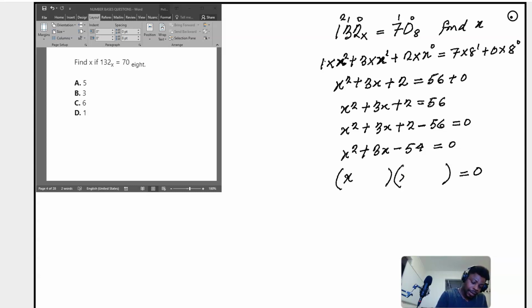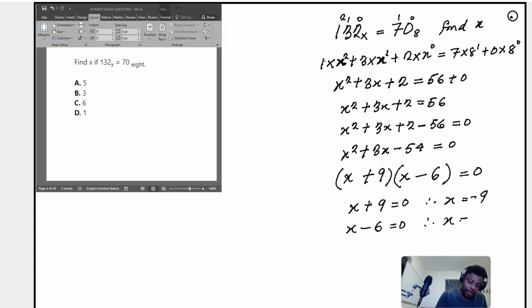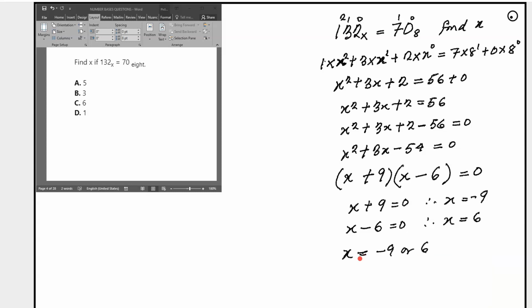So x plus 9 is equal to 0. That means x is equal to minus 9. x minus 6 is equal to 0. That means x is equal to 6. So x is equal to minus 9 or 6. And remember, x is a base here, and your base cannot be negative. So therefore, x is equal to 6 because this is positive. So option C.